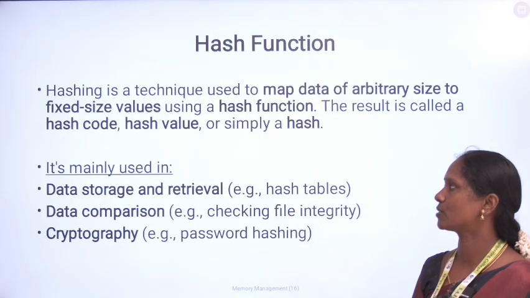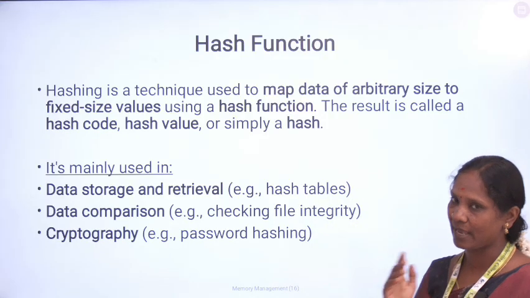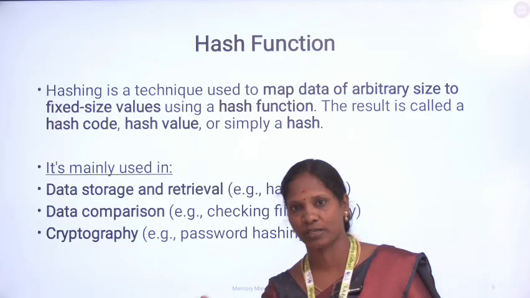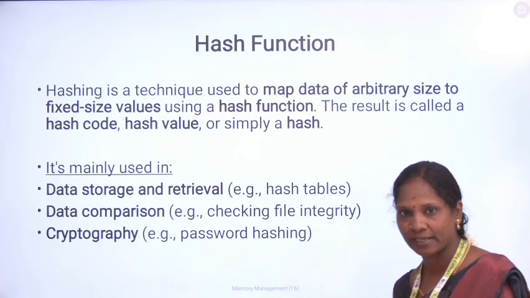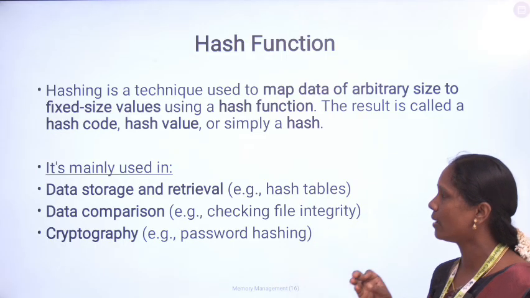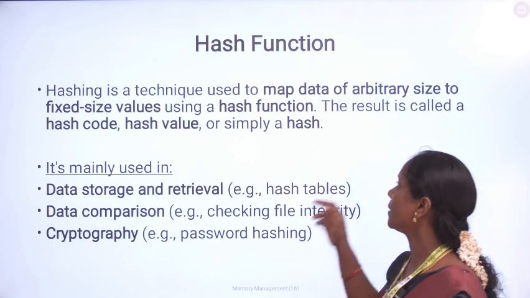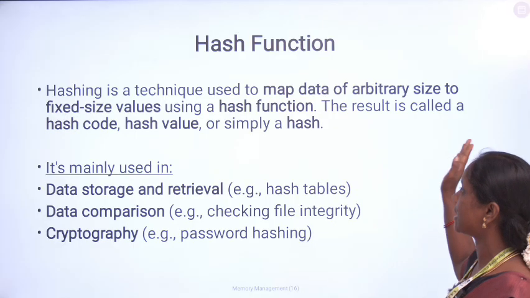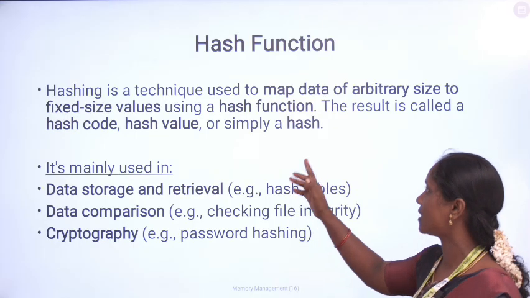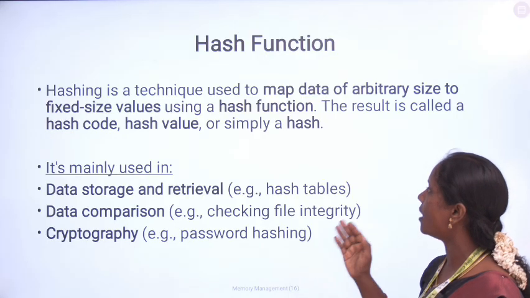Next, hash functions. We already know what a hash table is. A hash table is used to store and retrieve the information and map the data within the array size. Next, hash functions are one of the techniques used to map data of arbitrary size to fixed size values. The result is called a hash code, hash value, or simply hash.